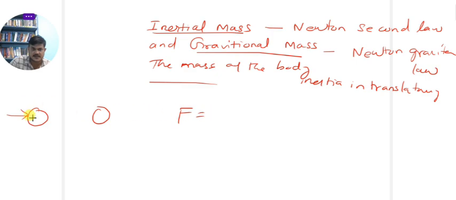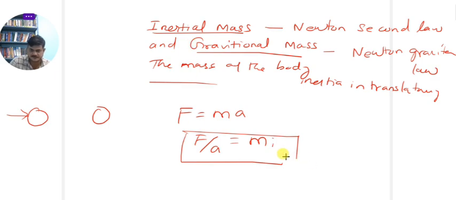Force can be written in terms of mathematics as F = m into a, so F upon a equals m. This is called inertial mass. The same goes for gravitational mass. Mass, nothing changes, remains the same, but there are two categories. What kind of mass? Inertial mass or gravitational mass? Clear? Next one is gravitational mass.